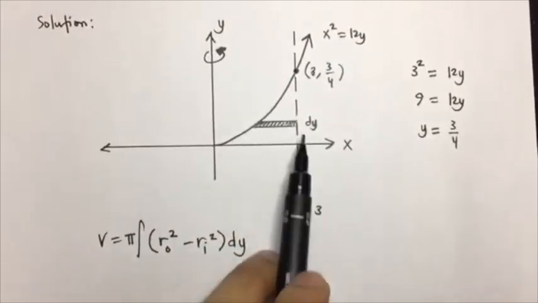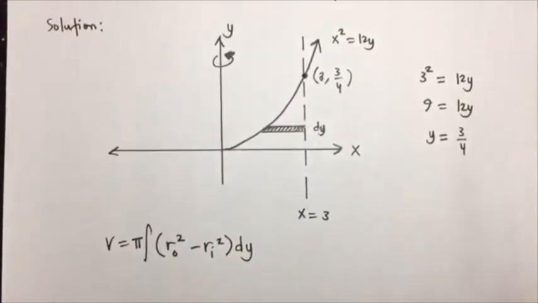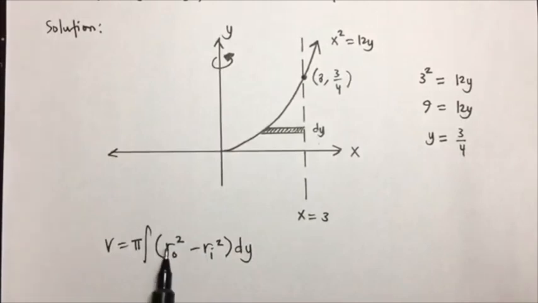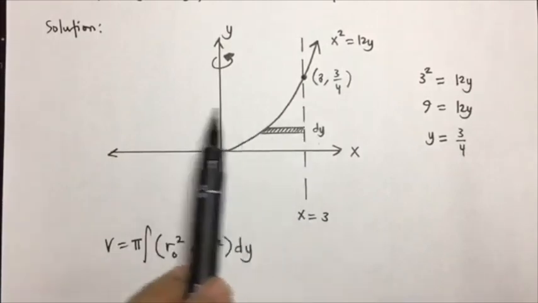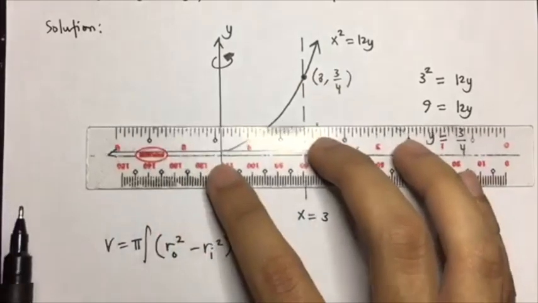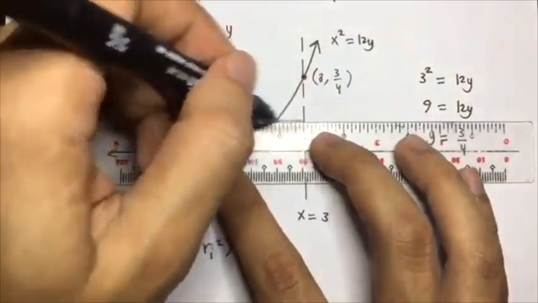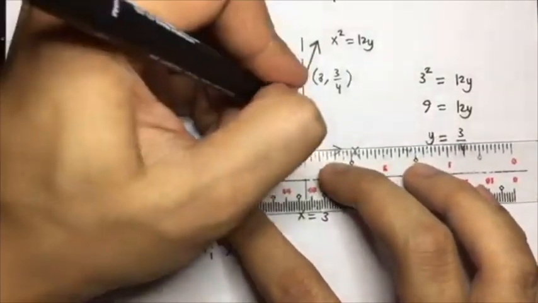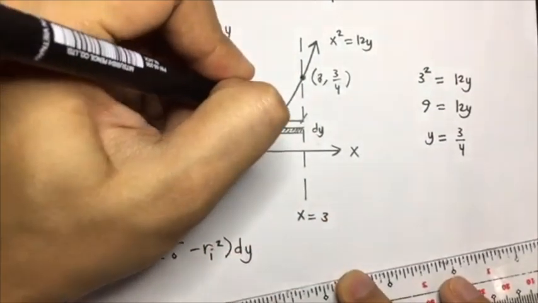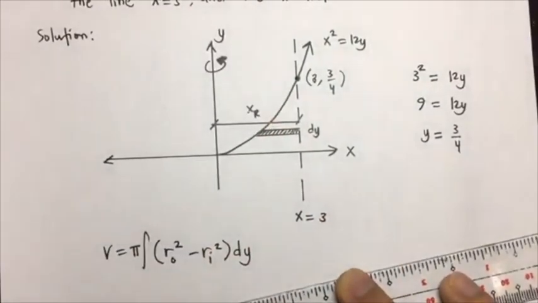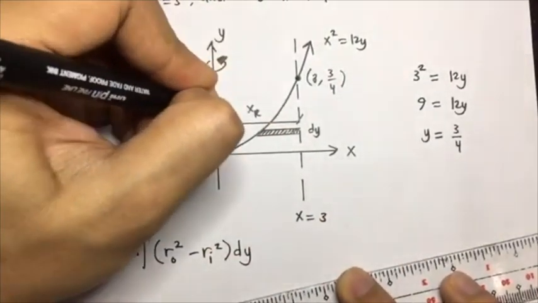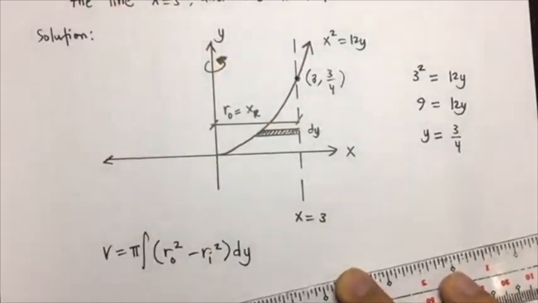Okay, so since we are using a horizontal strip. Now the outside diameter, as you can see if we revolve this here, will correspond to xr. Okay, so that's our outside diameter.